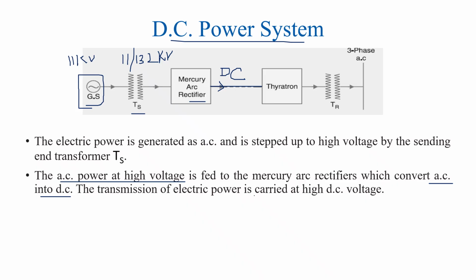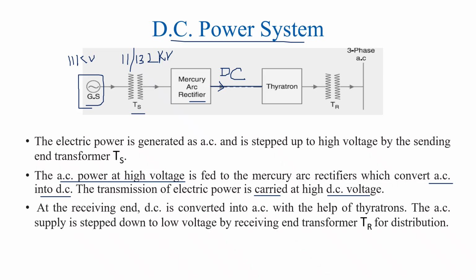So the transmission of electric power is carried out at high DC voltage. At the receiving end, the DC is converted into AC. So here what we get is an AC. How? With the use of this thyratron. What is the purpose of thyratron? The thyratron converts the DC into AC. The AC supply is stepped down here using this receiving end transformer TR and it is supplied to the consumer. So this is how a DC power system works.